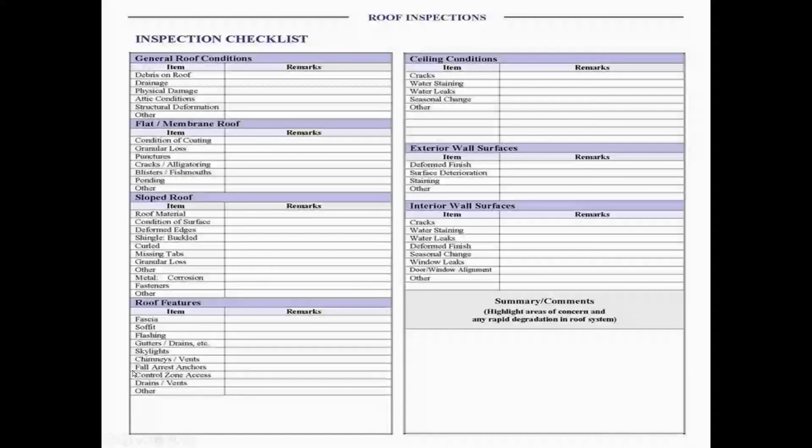Fall arrest anchors. Wow. If you're up in Seattle, every shingle roof before you go on it has a fall arrest click point. And so you strap this thing onto your back and you run up there and you click it into place so you can run around the roof. So when you fall off, you land 6 inches from the ground, but you're dangling like a little doll so you don't get hurt. Usually it hurts your shoulders a little bit. Yeah. Flashings, control zone access.